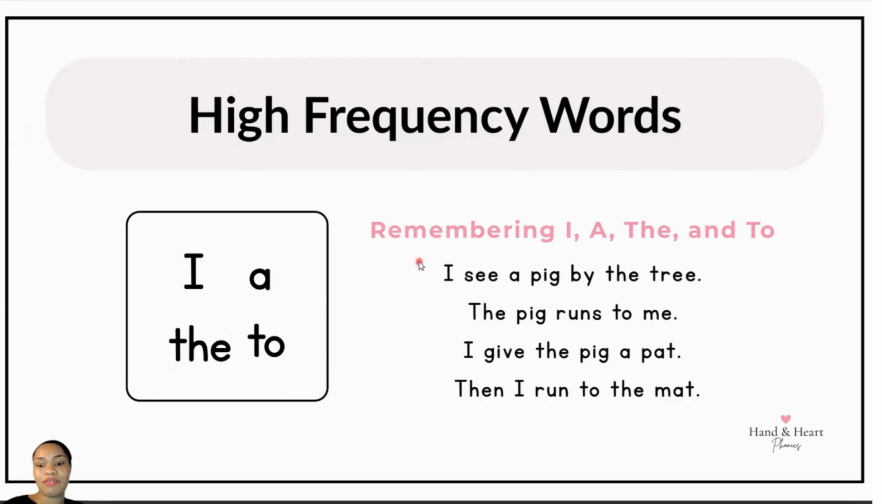Here is a way that you can remember I, a, the, and to. I see a pig by the tree. The pig runs to me. I give the pig a pat. Then I run to the mat. Okay? Remember that we have I, a or a, the or the, and to.